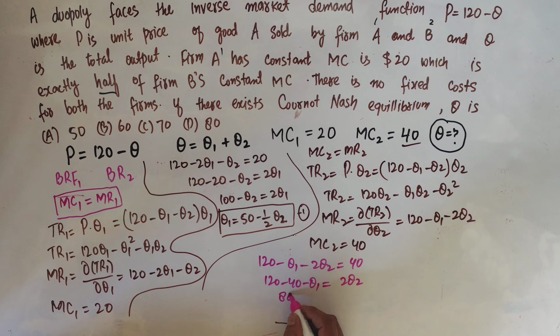To find the value of Q1, plug the value of Q2 in this equation, and we get the value of Q1. We have 50 minus 1 upon 2 of 20. So Q1 will be equal to 50 minus 10, which comes out to be 40. So the total output will be equal to Q1, which is 40, plus Q2, which is 20, so it comes out to be 60. That means the total output in this duopoly market will be equal to 60. This option must be correct.